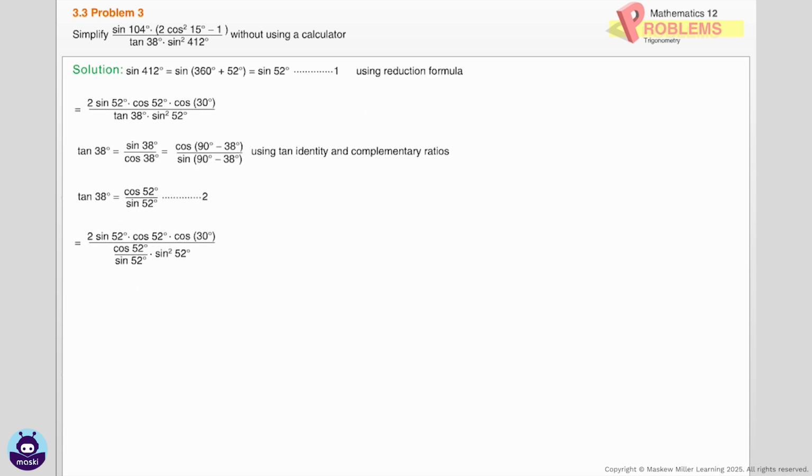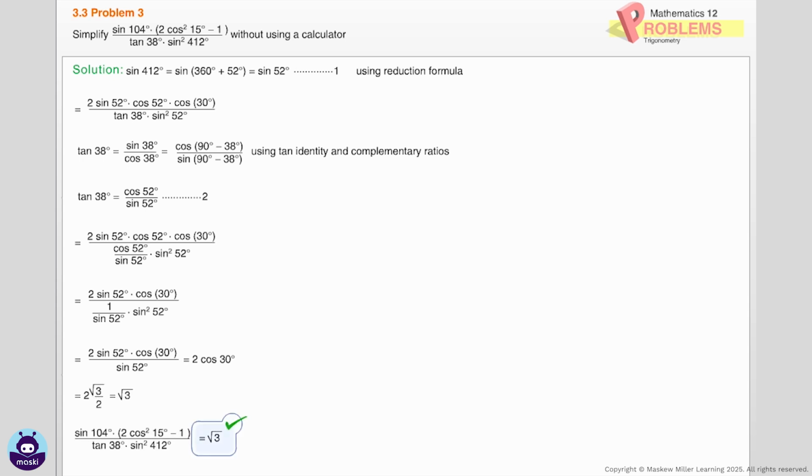Substituting this in the denominator of the expression and dividing the numerator and the denominator by cos 52 degrees, we get, simplifying further, 2 cos 30 degrees. Substituting the value of cos 30 degrees equals root 3 over 2, the expression equals 2 times root 3 over 2 equals root 3. Thus we have simplified the given expression.